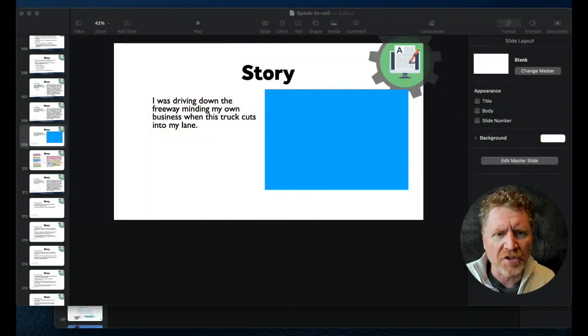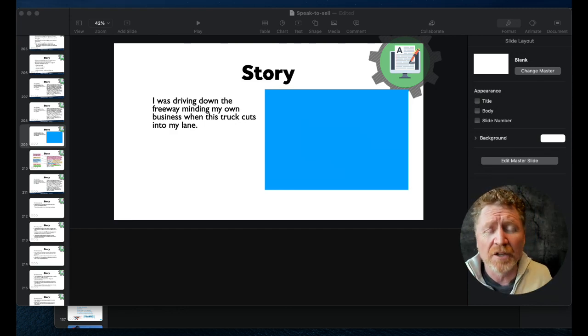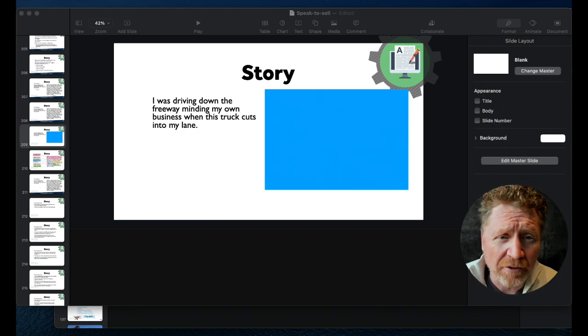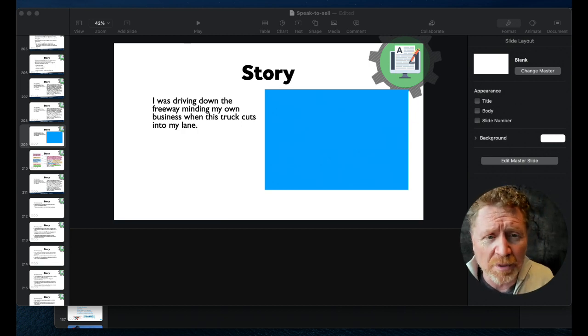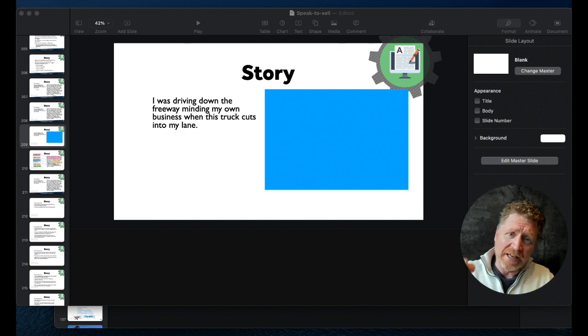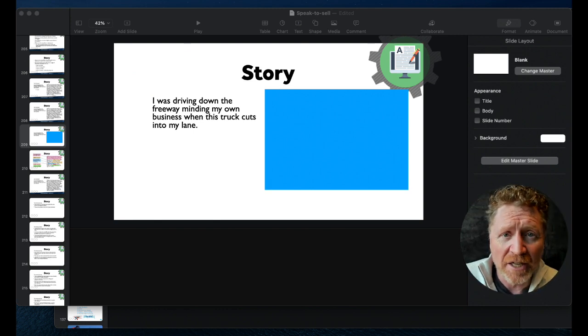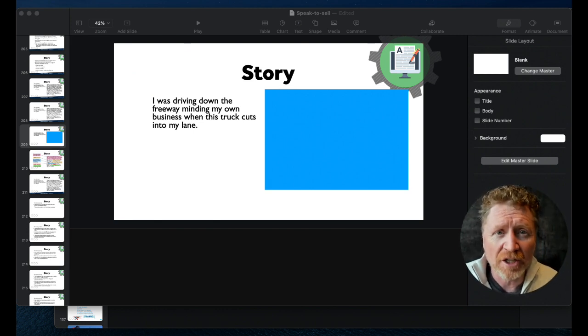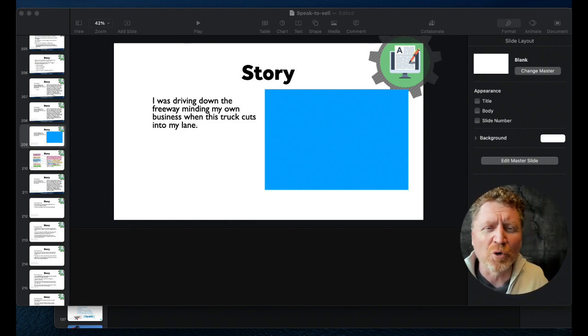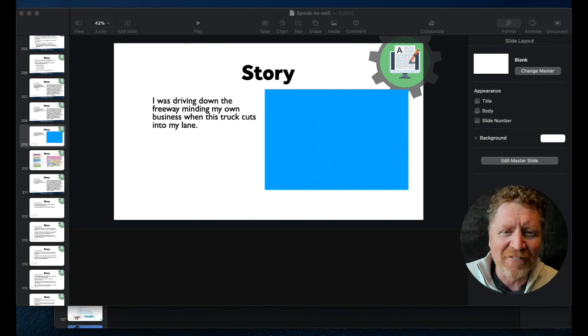Okay, so let me just go over to some slides here for you to see this. So let's say this might be typically how somebody would tell the story of how they got in a car wreck, right? I was driving down the freeway, minding my own business, when this truck cuts into my lane. I can't do anything, and it hits me, and before I know it, I roll over, and my truck stops, and I'm literally lying upside down in my truck, right? So that might be a way for somebody to tell that story, but we can do so much more with that.